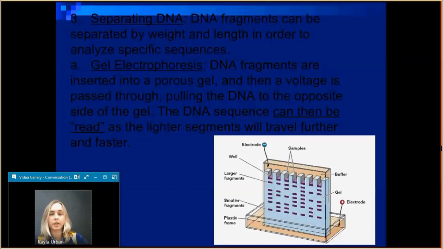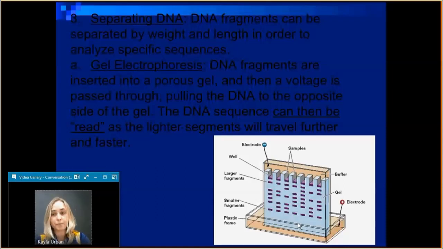So on the picture, if your DNA is inserted into the wells here at the very top of the photo, the larger fragments are going to be closest to the wells, and the farther it goes away from the wells, the lighter and smaller the fragment of DNA is.